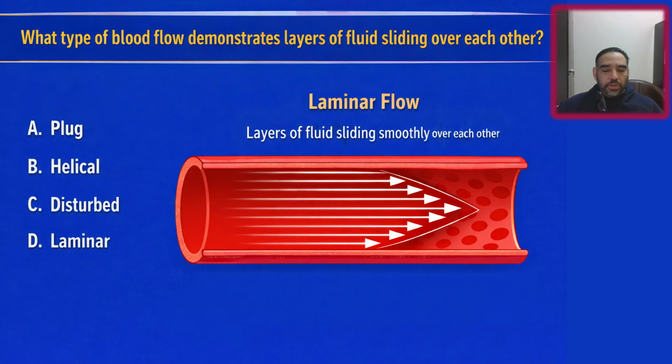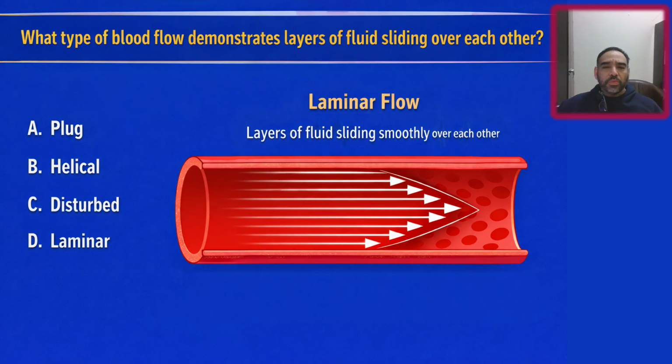Okay, so the question here is, what type of blood flow demonstrates layers of fluid sliding over each other? The options are A, plug, B, helical, C, disturbed, I'm sorry, and D, laminar. The writing is so small on the little screen there. And the correct answer is laminar. So what does that mean?